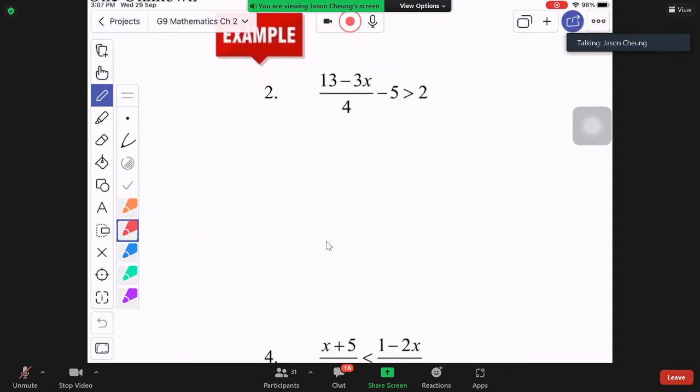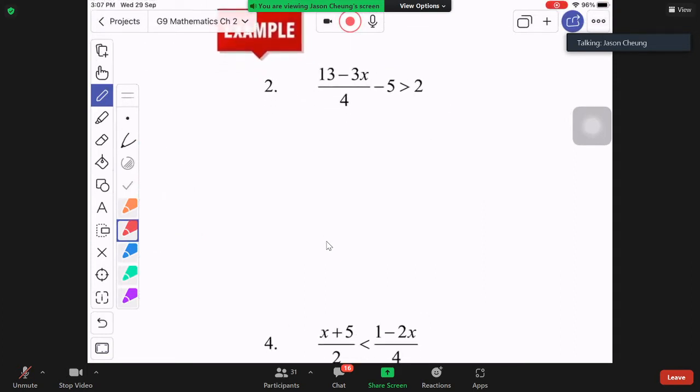Question 2. Question 2 here. You can see that we have 2 complicated things. First of all, the unknown here is negative things here, right? Second thing is that it is a fraction, very difficult to solve, right?